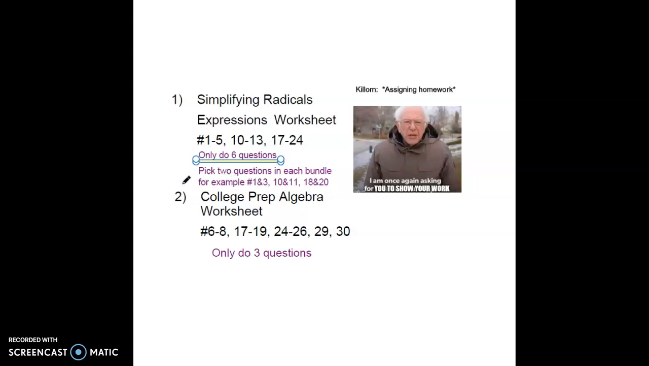So I say pick 2 questions in each bundle. Bundles meaning where the commas are. Okay, so for example, do number 1 and 3 out of this bundle. Maybe do 10 and 11 out of this bundle. Maybe do 18 and 12 or 20. Okay, so whatever ones you want to do, but I need you to do 6.